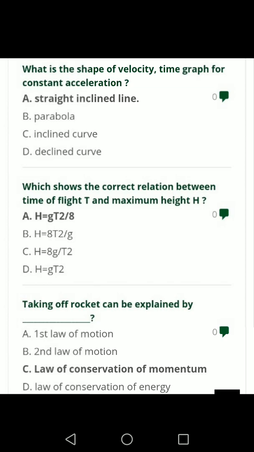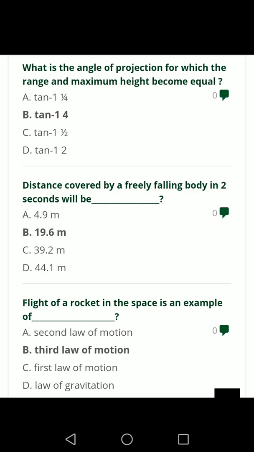The correct relation between time of flight t and maximum height h is H equals g t squared divided by 8. Taking off of a rocket can be explained by the law of conservation of momentum.